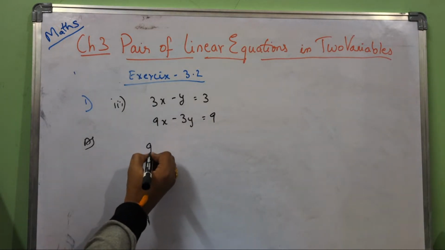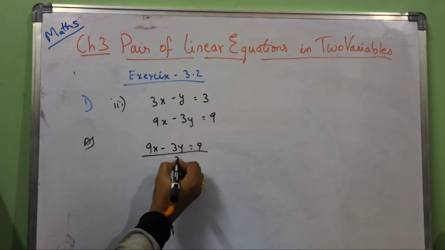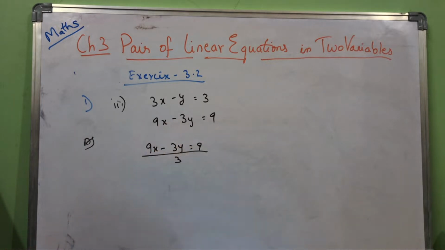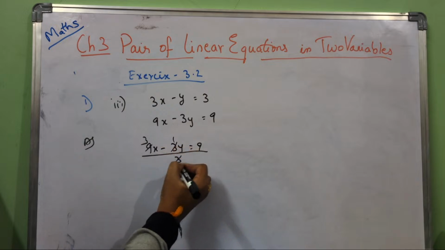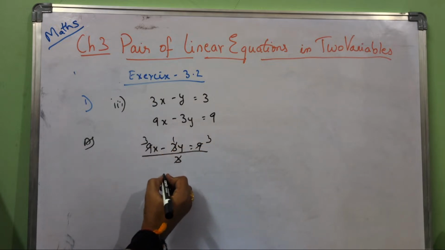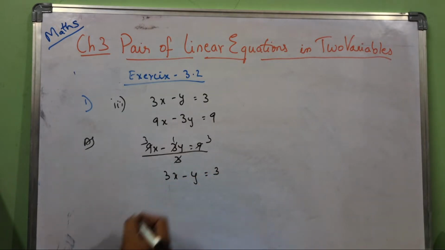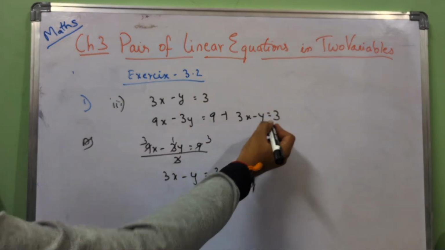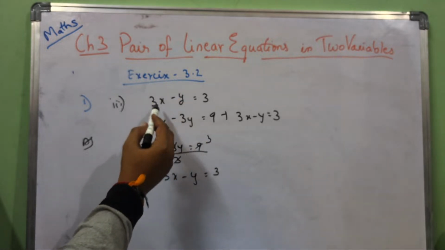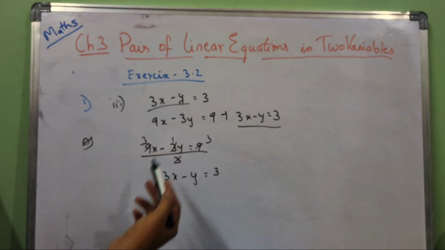We have to divide each term by 3. That is, 3 ones are 3, 3 threes are 9, 3 ones are 3. So this equation I have just converted to an easier form: 3x minus y equal to 3. If you clearly see, these two equations are the same.